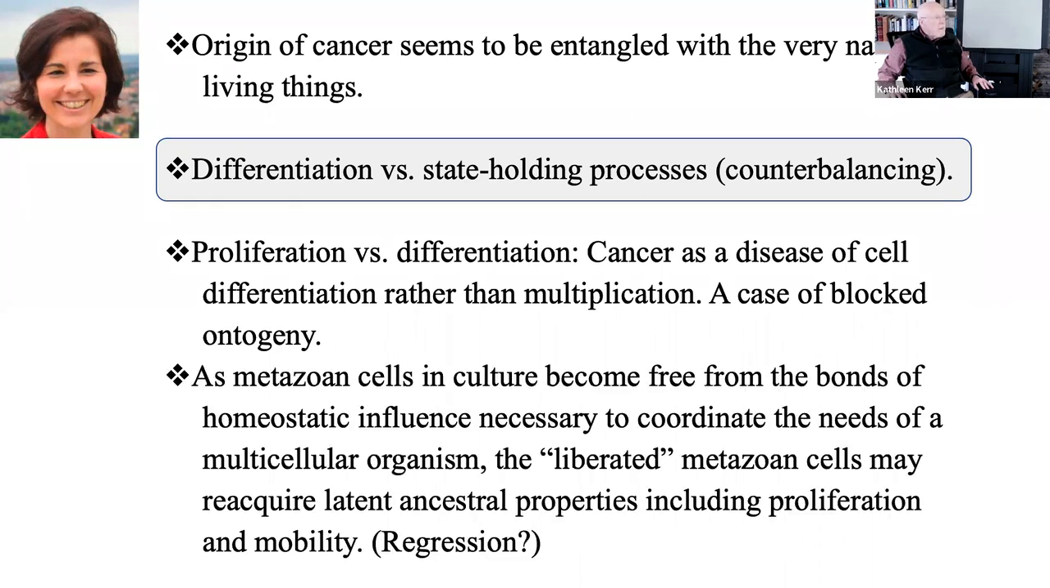The next slide. So as metazoan cells in culture become free from the bonds of homeostatic influence necessary to coordinate the needs of a multicellular organism, the liberated metazoan cells may reacquire latent ancestral properties, including proliferation and mobility. Now, what I'm trying to get at there, I put regression. It seems like this is an indication of regression, that when a single-celled organism becomes part of a multicellular organism, that is the point at which you need specialists to make it work, and you need stability to make it work.